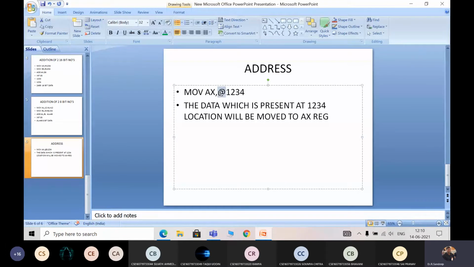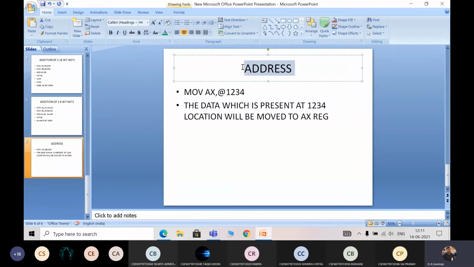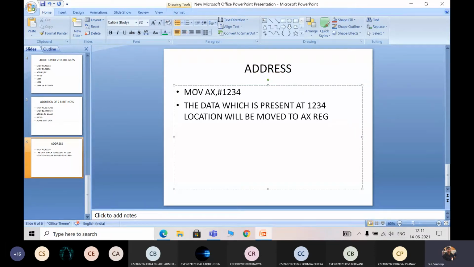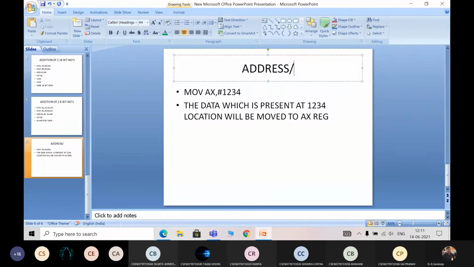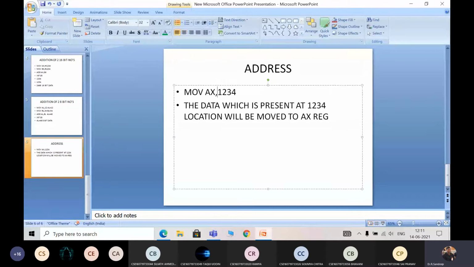I hope you understood. @ symbol is used for representing an address. If it is hash, then what is it? It is directly a data. Now I am demonstrating the address. So that's the reason address 1, 2, 3, 4. Suppose you are taking 1, 2, 3, 4 location somewhere in the microprocessor and that 1, 2, 3, 4 location is having the value 10.